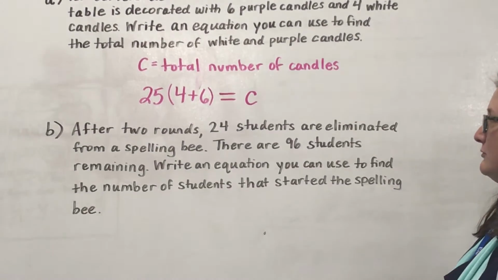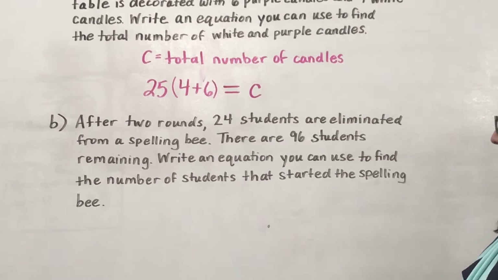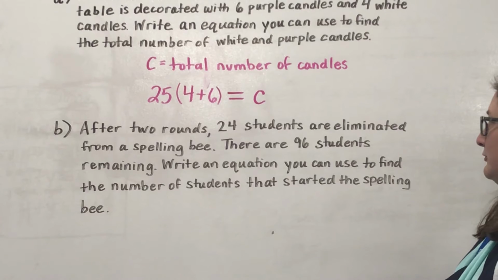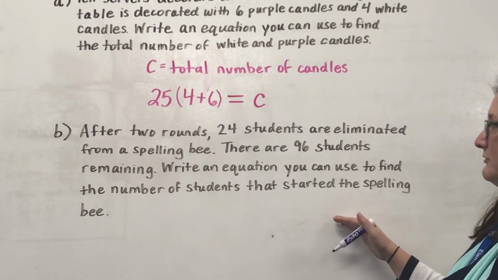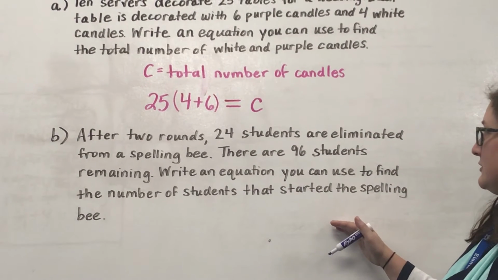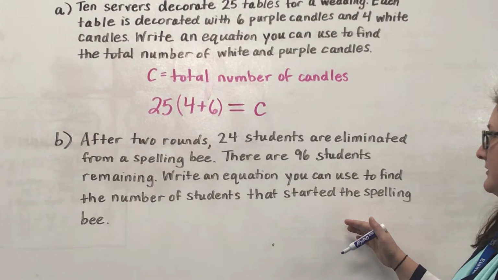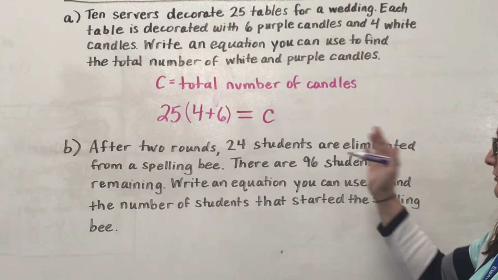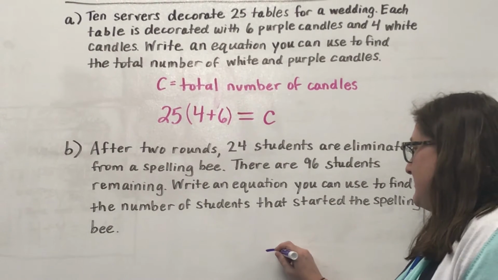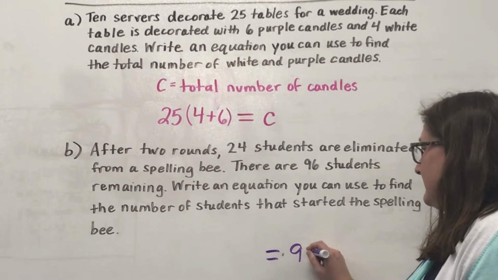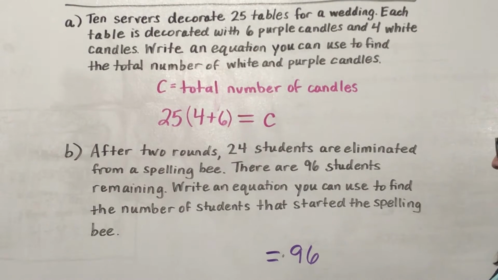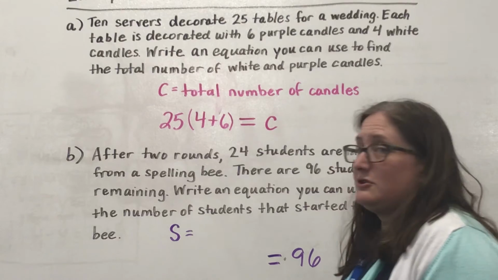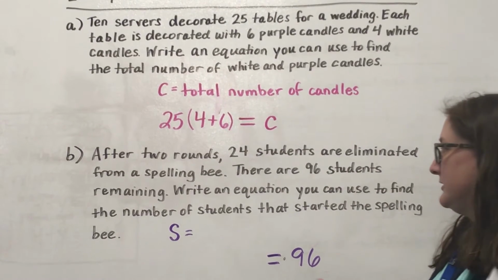It says, after 2 rounds, 24 students are eliminated from a spelling bee. That means they're out. They spelled the word wrong. There are 96 students remaining. Write an equation you can use to find the number of students that started the spelling bee. So in this case, our total here, the amount remaining, is 96. And we are trying to figure out the number of students that started in the spelling bee. So I'm going to choose S.